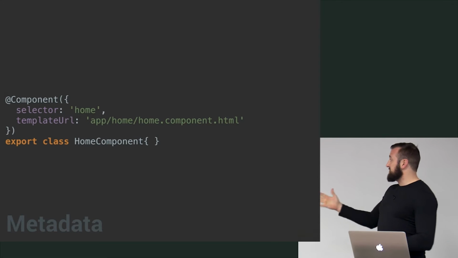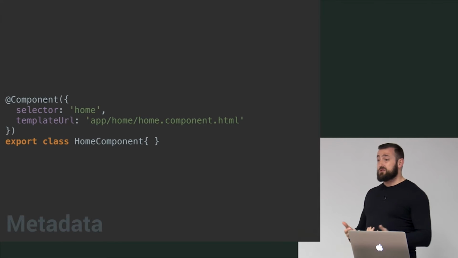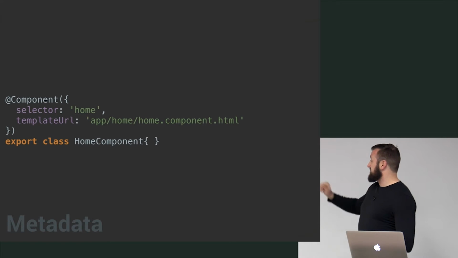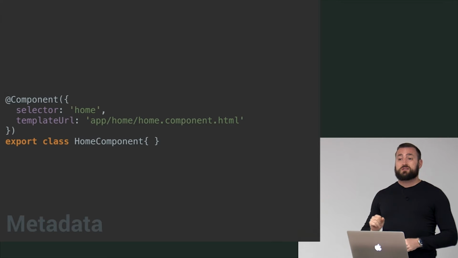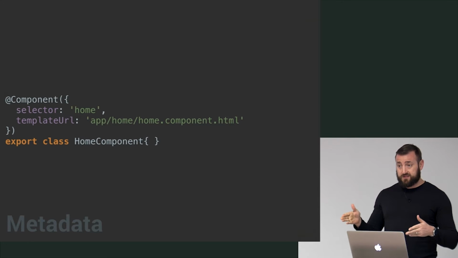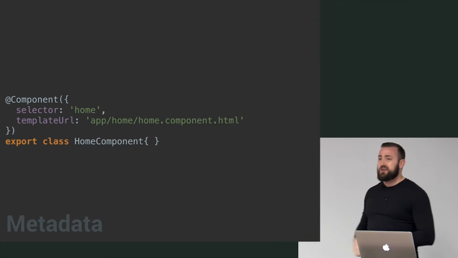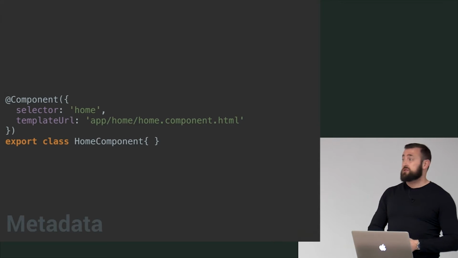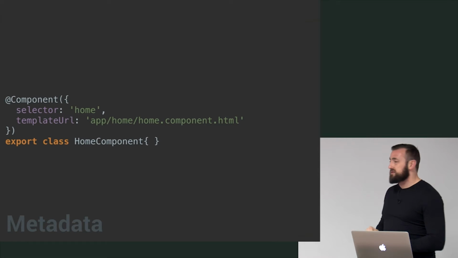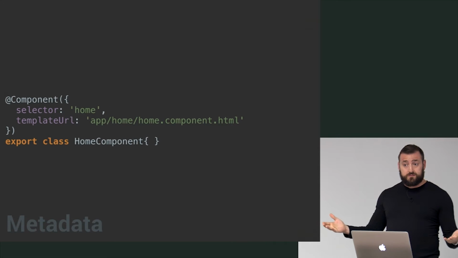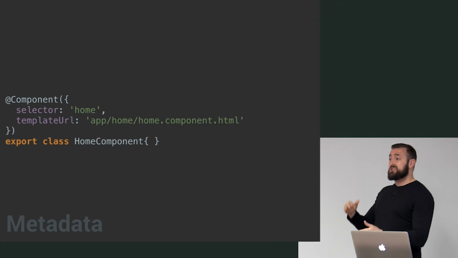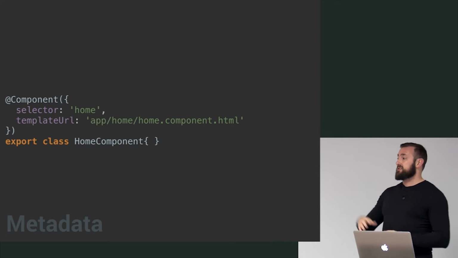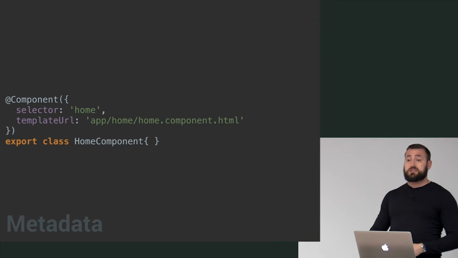In the simplest case, this looks almost like a directive definition object in Angular 1.x. We're saying take this home component and we want it to target this selector. So when we see home in our HTML, go ahead and attach and initialize this component to it and use this home component template. So pretty simple. You have a class and you're using metadata to bind it to a template that Angular can then render when it sees it in the view.